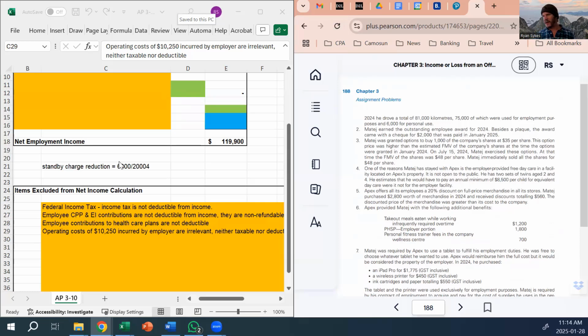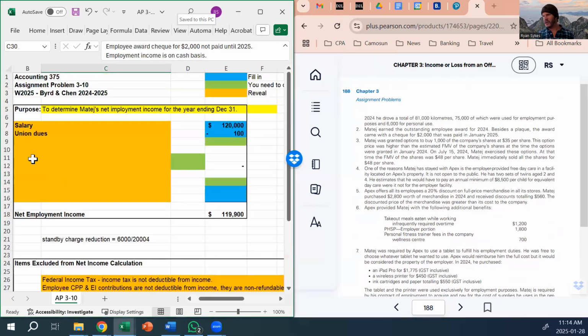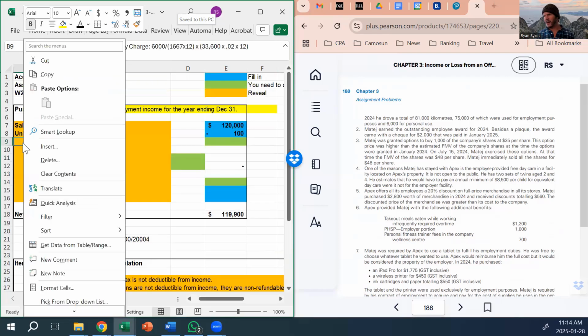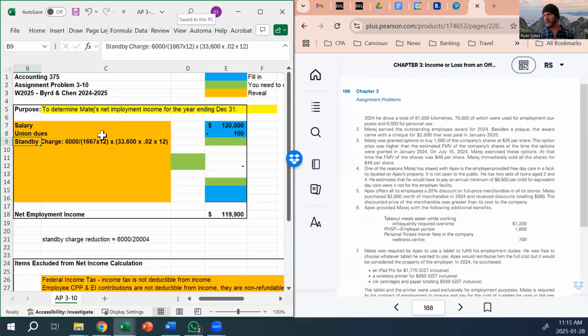So let's do that up above here. We've got the standby charge calculation that I'm going to make right here. I have pre-populated this, so this is how it's laid out. The first component of this is the standby charge reduction. That is the 6,000. You can see down below, standby charge reduction. That's 6,000 personal use kilometers over 1,667, which is a constant that doesn't change, times 12. The 12 represents 12 months. So the maximum denominator is 20,004, and we have that maximum here.